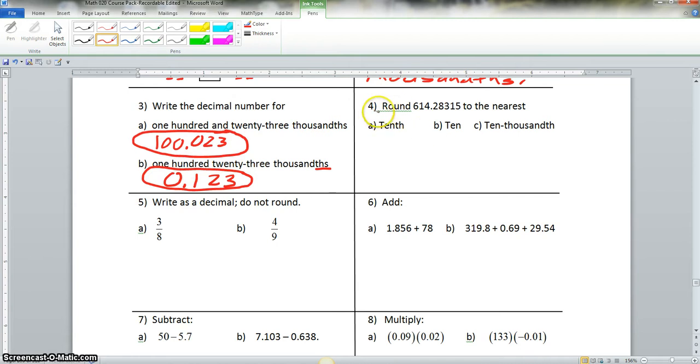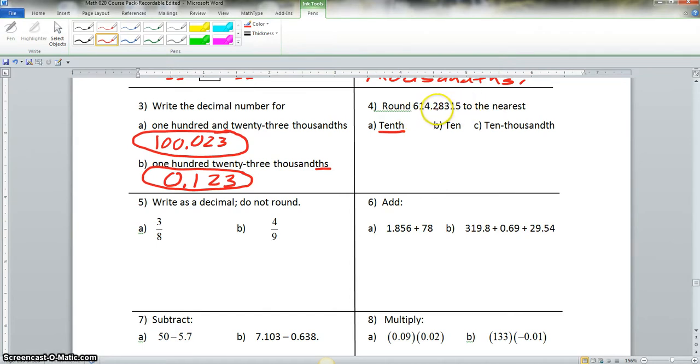Okay, now number 4, it says round 614.28315 to the nearest. Okay, first we're going to look at tenth. So now we first locate the tenths place, which happens to be this 2, and we look directly to the right of it. If that digit is 5 or more, we know we round the 2 up 1. If it's 4 or less, that means we leave the 2 the same. But in each case, we would drop everything behind this 2.